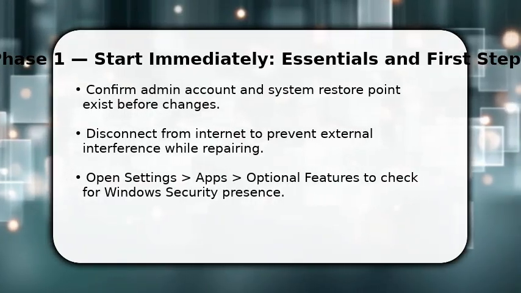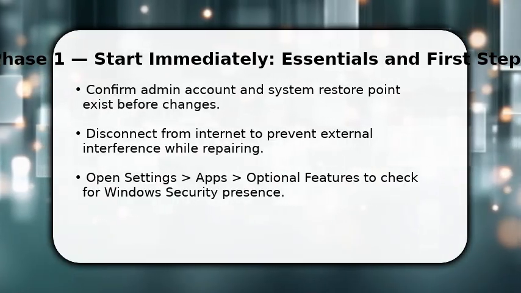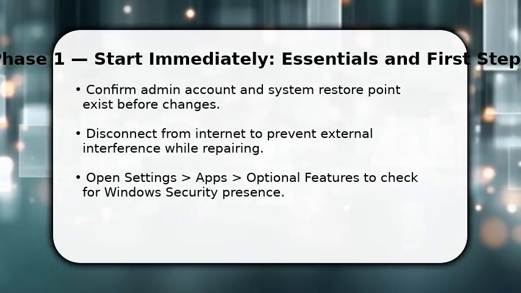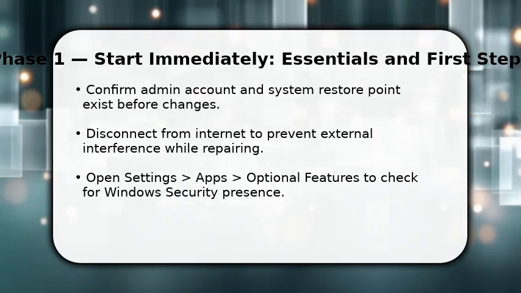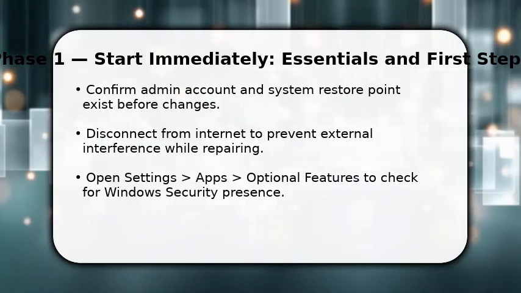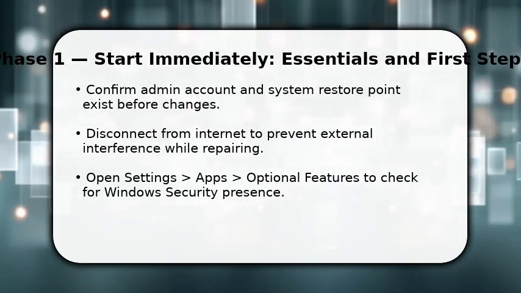Next, open Settings and go to Apps, then Optional Features to quickly check whether Windows Security is listed. If it is missing, do not run random installers. Instead, note the exact missing components. This establishes a safe baseline and prevents chasing misleading symptoms later.